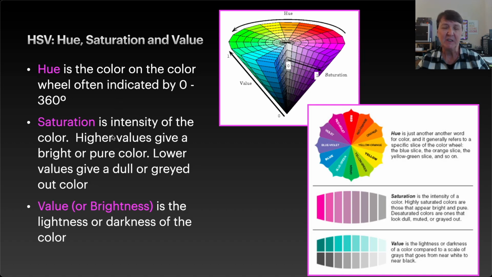Saturation is the intensity of a particular color, a particular hue, and higher values give a bright or pure color, and lower values get dulled or grayed out. That's shown here with this diagram. And then value, or brightness, is the lightness or darkness of the color. So here's an example of a teal. You can compare it to a gray scale, and you can see how it's becoming lighter and lighter as you reduce the value.